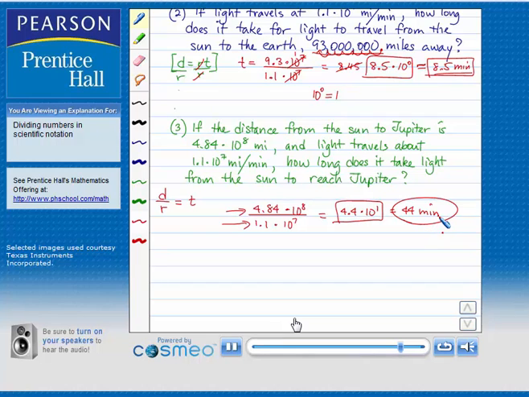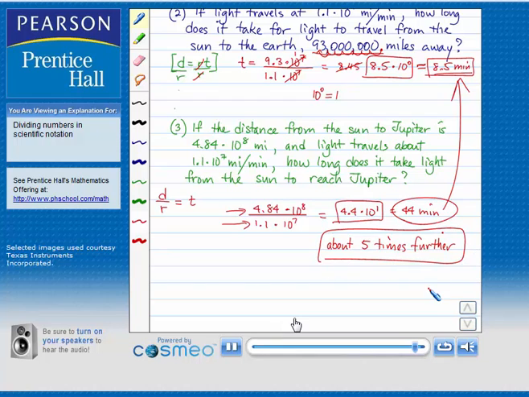Okay, well, how does that compare to the time that light takes to reach the Earth from the sun? You can divide 44 by 8.5, but that's about 5. Remember, 8 goes into 40 about 5, so you could say that it's about 5 times further to Jupiter from the sun than it is to Earth from the sun.